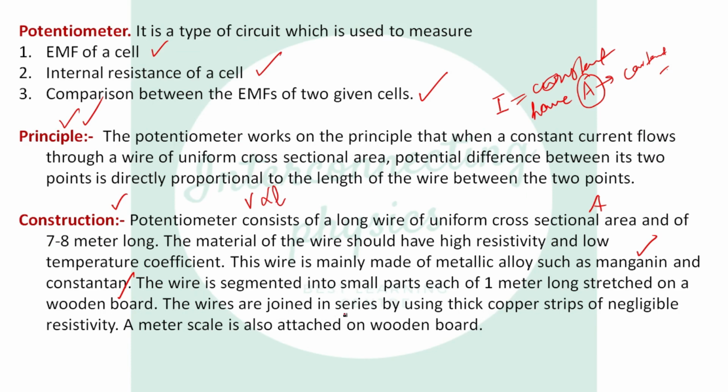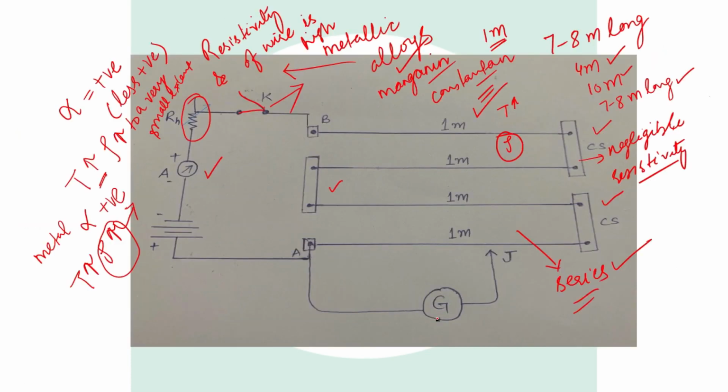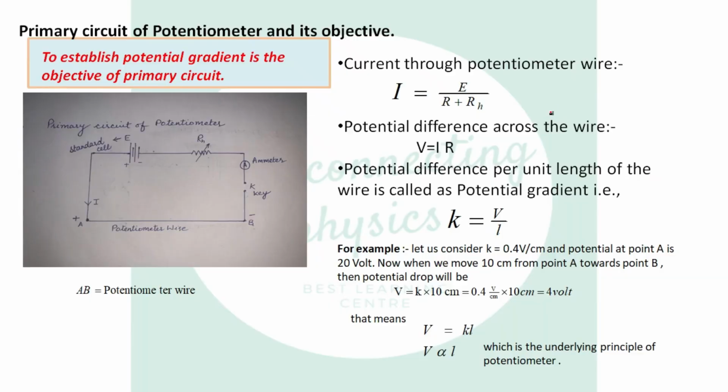The wires are joined in series by using thick copper strips of negligible resistivity. A meter scale is attached on the wooden board. So this was the construction of the potentiometer. Let us now understand the principle of the potentiometer.